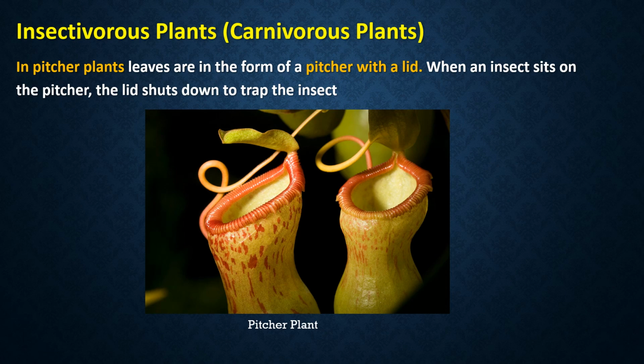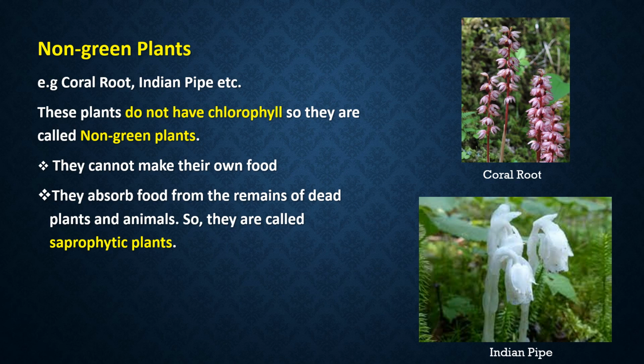Another example of an insectivorous plant is pitcher plant. In pitcher plant, leaves are in the form of a pitcher with a lid. When an insect sits on the pitcher, the lid shuts down to trap the insect. Next is non-green plants. Examples are coral root and Indian pipe. These plants do not have chlorophyll, so they are called non-green plants. They cannot make their own food. They absorb food from the remains of dead plants and animals, so they are called saprophytic plants.